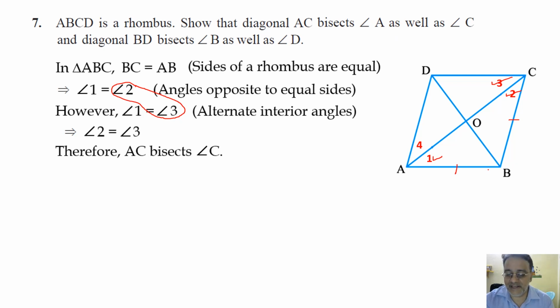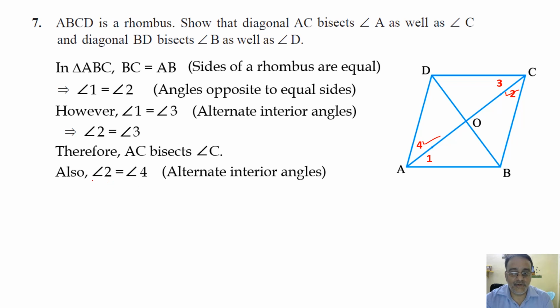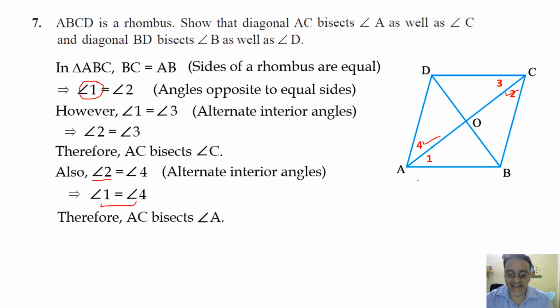Now we have to show that it bisects angle A also. उसके लिए कैसे करेंगे देखो. Angle 2 and angle 4 are equal. Why? Alternate interior angles. And 2 किसके बराबर है? Angle 1 के बराबर है. So in place of 2 we can write 1. Now these two angles are equal. So therefore AC bisects angle A. So first part is over.